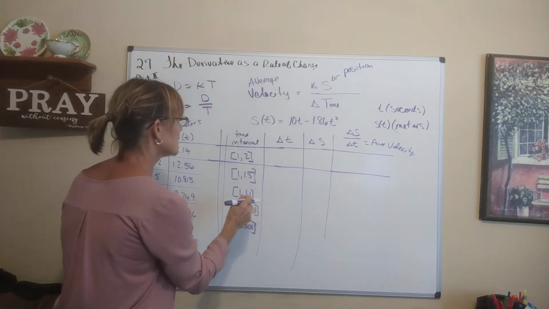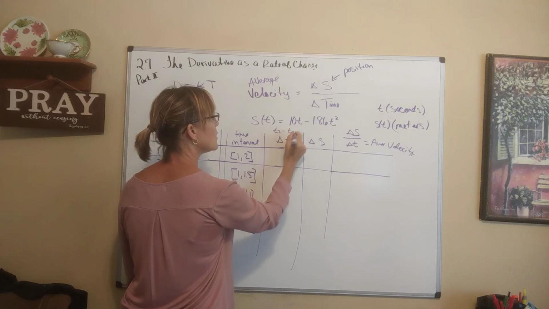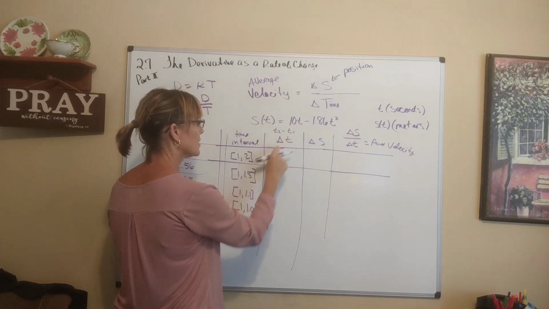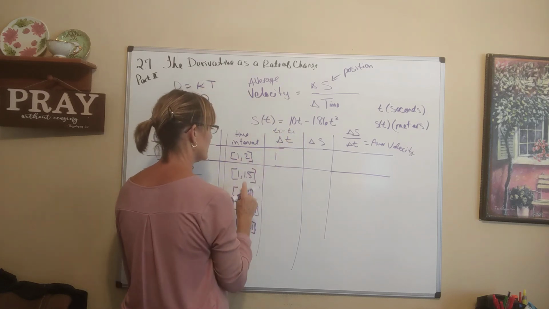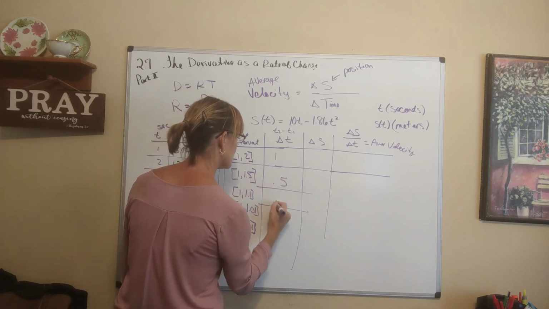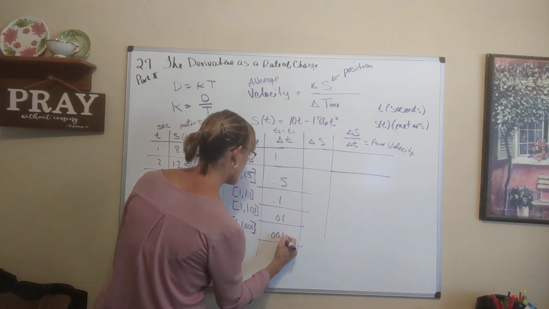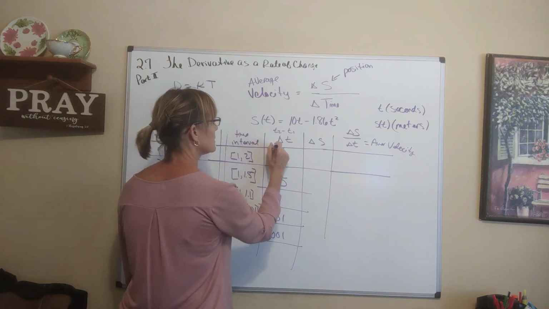Okay, so what is the change in t? Well, this is just t2 minus t1. That means the subtraction. So 2 minus 1 is 1 second. 1.5 minus 1 is 0.5. This is going to be 0.1. This is going to be 0.01. This is going to be 0.001 seconds. This is in seconds, okay.